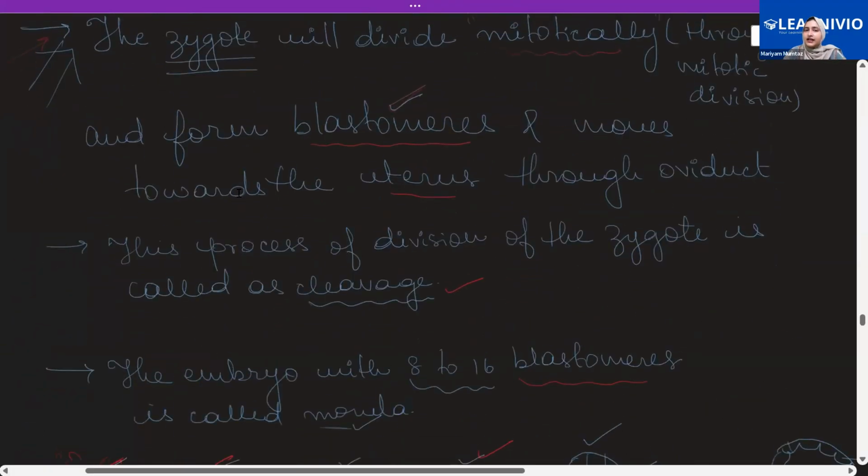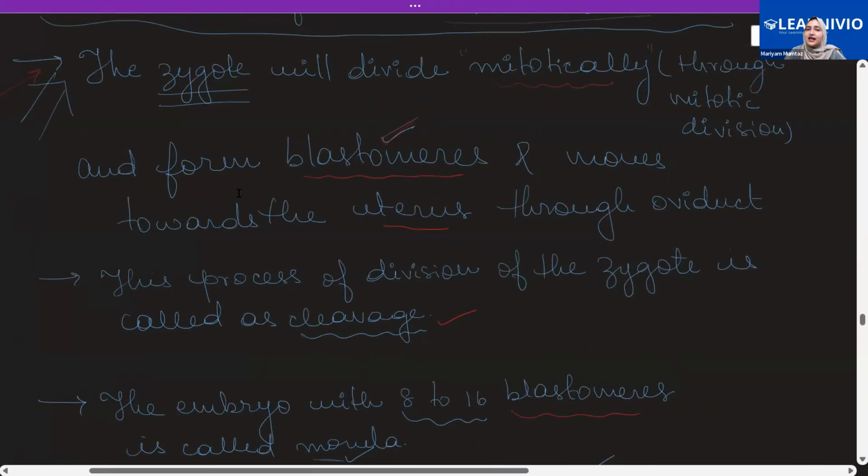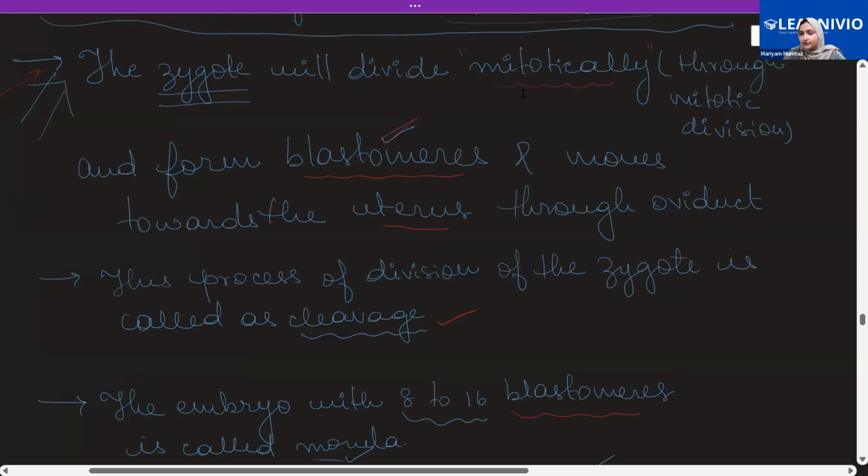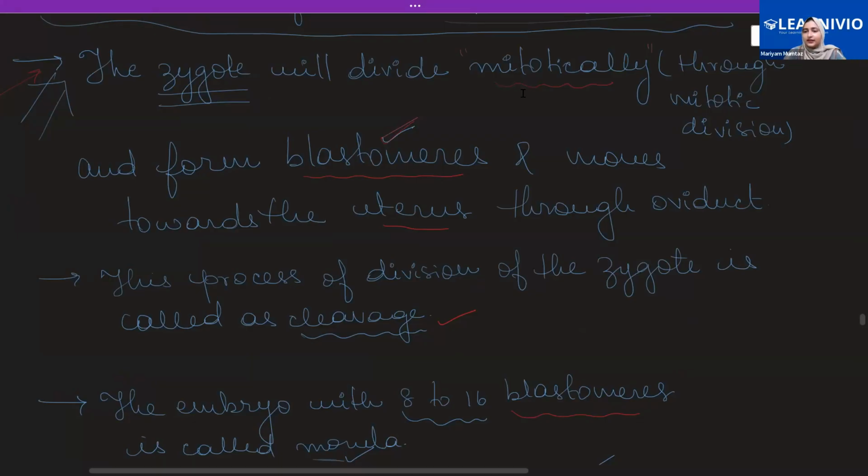And then after the zygote has been formed, it will start to divide mitotically. Mitotically, because why? We have to increase the number of cells now. We don't have to interfere with the chromosomes, we just have to increase the cells. And after the zygote starts dividing mitotically, the blastomere is formed, right?